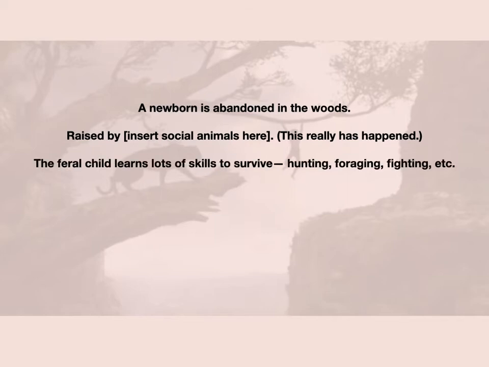The feral child learns skills to survive. They can hunt, they can forage, they can sort of build their place to get shelter. They learn how to fight for their own protection, that kind of stuff. And this is real. Again, these things do happen. They are very rare, of course, right? But they exist.